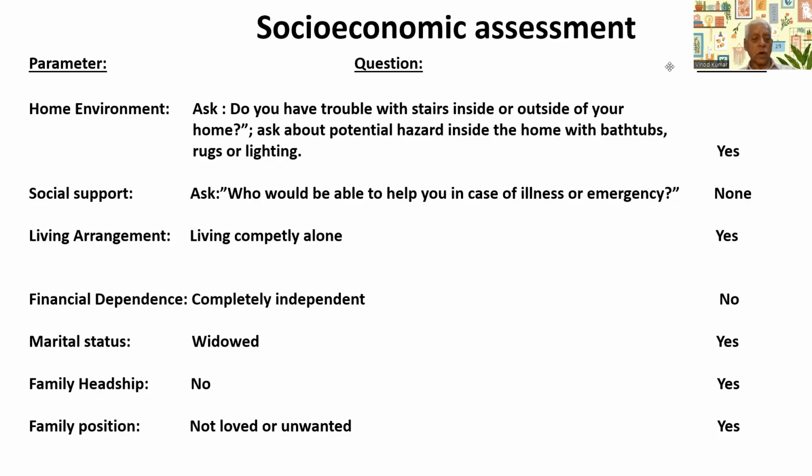Financial dependence, are you completely independent? If he says no, it is abnormal. If you find out his marital status as widowed, it is abnormal. Family headship, if he says, I'm no longer the head of the family, and if he says yes to this question, it is abnormal. And for family position, are you loved and wanted by the family? Depending on the answer, it would be abnormal or normal. So this is how we find out if our elderly diabetic is marginalized or is living independently.